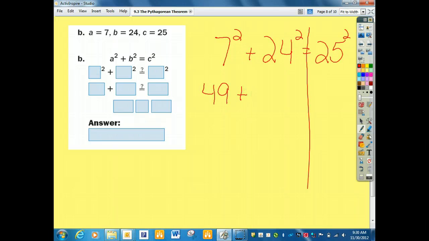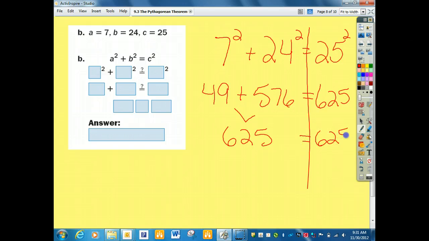49 plus what's 24 times 24? 576. What's 25 times 25? 625. Add these together, I get what? 625. Does 625 equal 625? Yes. Well, by golly, I believe that does make a right triangle. Yes, that one works.